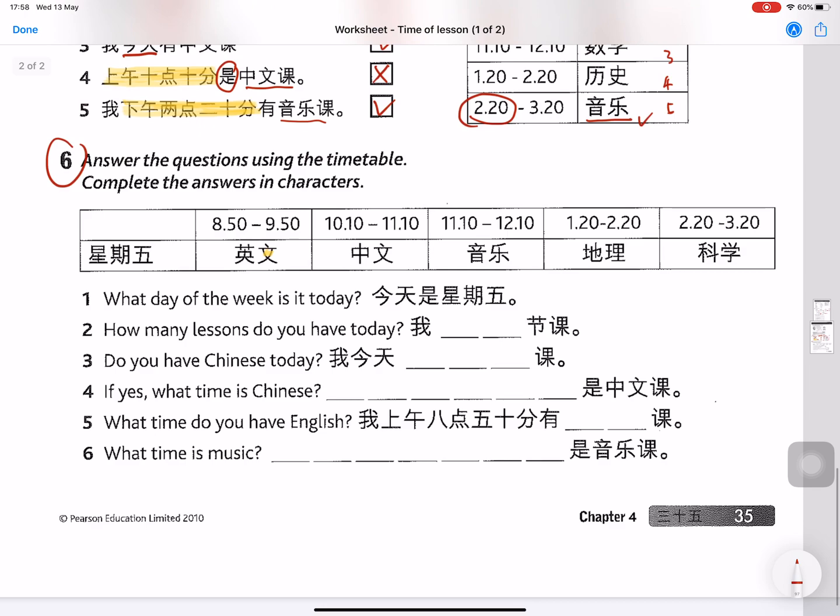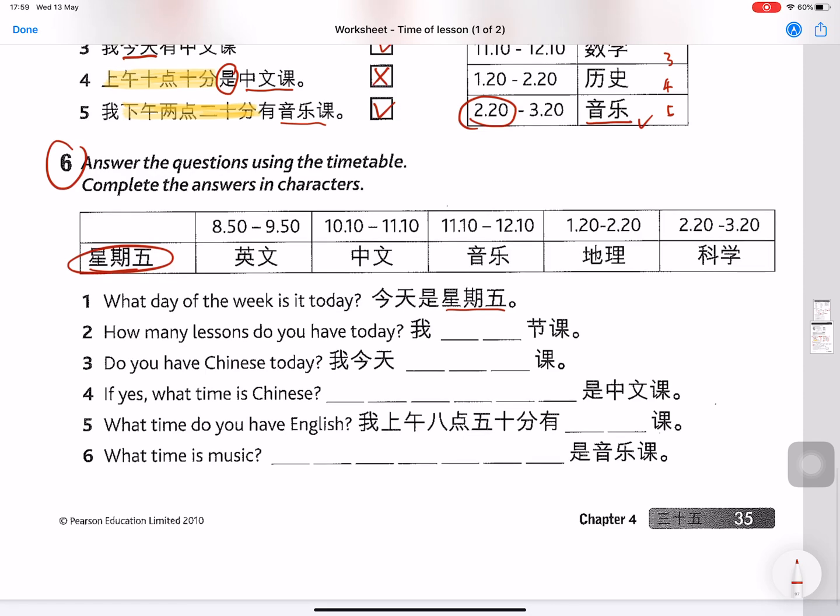Okay, now number 6. Answer the questions using timetable or complete the answers in characters. The first one, what day of the week is it today? So it's 星期五. So 今天是星期五. It's the example that's given to you. Number 2, how many lessons do you have today? So it's already given the measure word 节 here and the lessons, periods, subjects here. How many? 1, 2, 3, 4, 5. So 5 lessons. And you need to say I and then have, 我有 and then 5, 我有5节课.